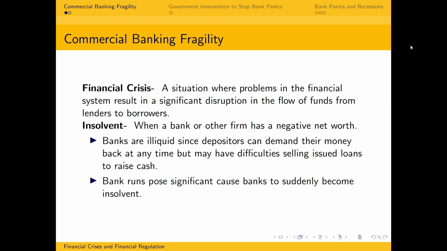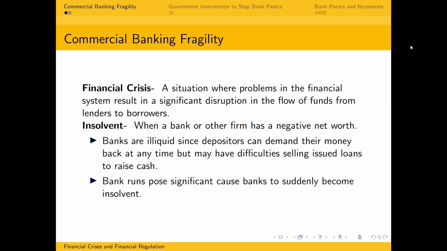And we're going to be using the term insolvent a lot in these next few videos, so it's important you understand what it means. It's just when a bank or any other firm has a negative net worth. And if you remember back from our discussion on the balance sheet, net worth is just assets minus liabilities. That means that if a bank is insolvent, their liabilities are greater than their assets.